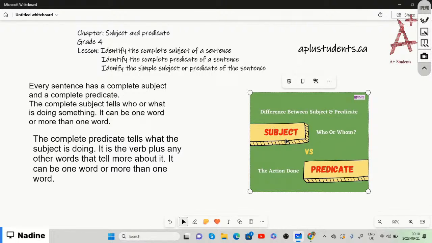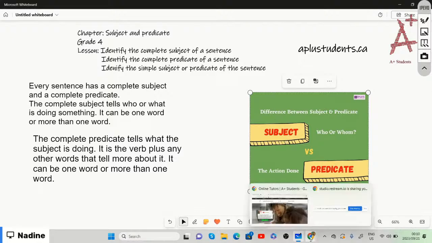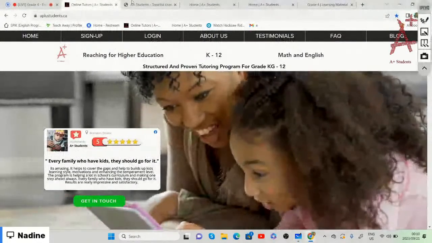And a subject, like we said, is who or what. So it's like you're asking yourself who, or whom, or what. And then a predicate is the action done or the action being done. That is the predicate.